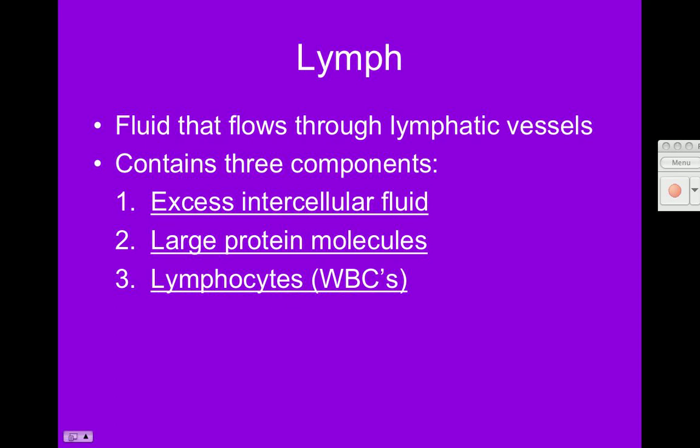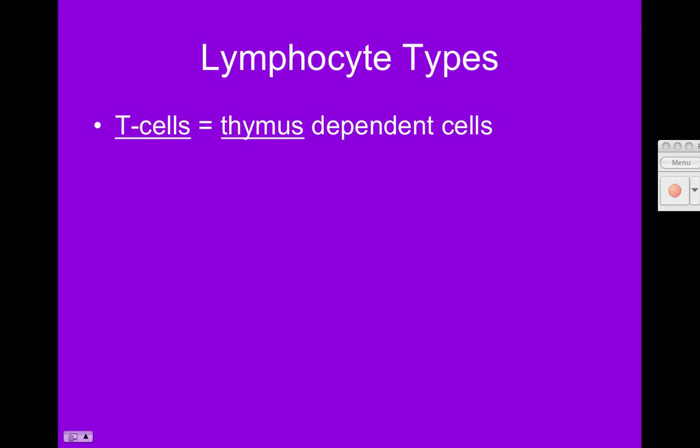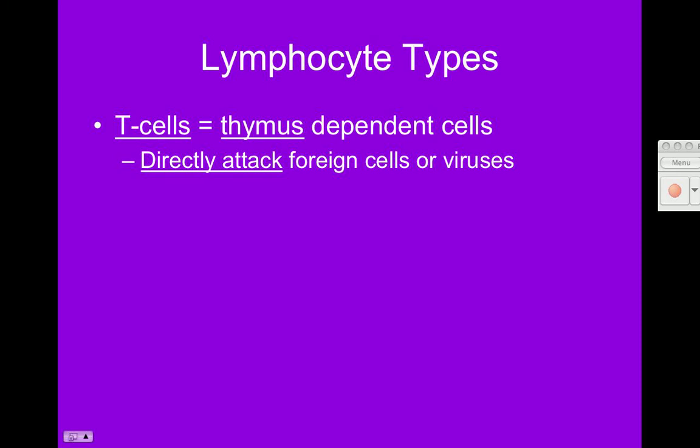Now we have several different types of lymphocytes, and we mentioned these a little bit when we talked about the blood. The first type is the T cells, and those are called T cells because they are thymus dependent. They are made initially and also mature in our thymus. They directly attack foreign cells or viruses that come into the body.